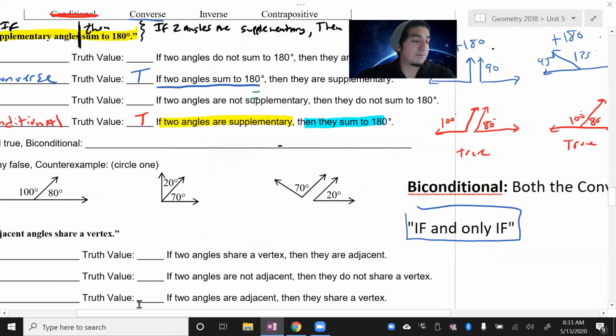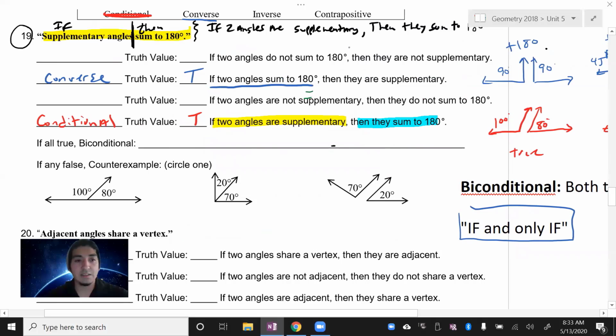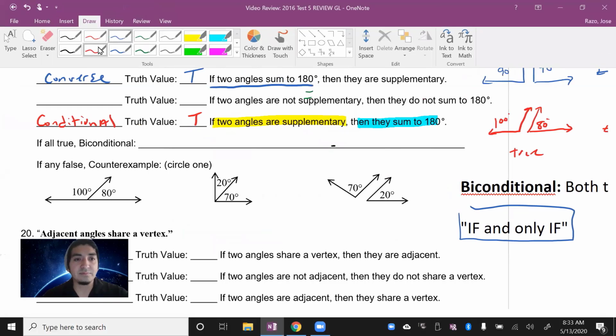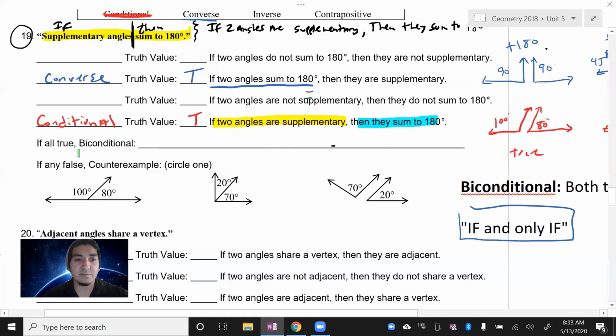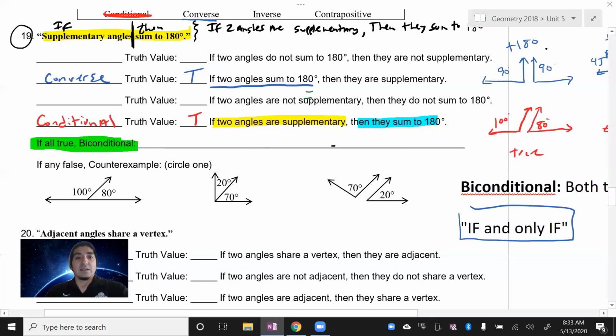So if we're trying to figure this one out, so that means that, oh, if all true. So we'll just keep going through it, okay, for now. Yeah, we jumped the gun there. Okay. So this is my conditional. I know if all true, then we have to figure that part out.